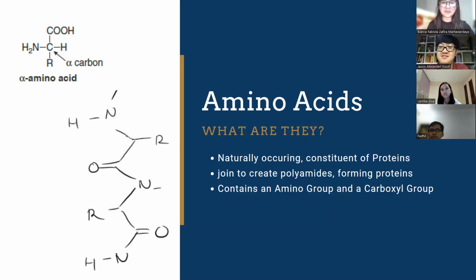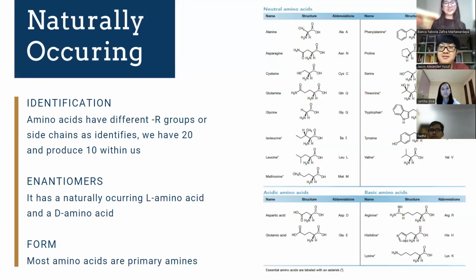Next slide, please. Okay, so naturally occurring amino acids: we have 20 that we have identified, and we have 10 that we produce within our bodies itself. The identifiers that distinguish all these amino acids are the R groups, or the side chains. And the constituents of these side chains are the ones that become the identifier of these amino acids.